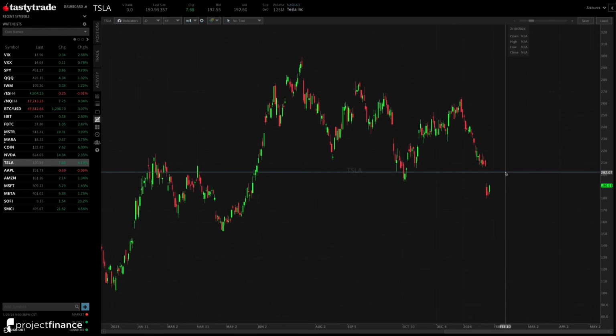which is at approximately $202.40. So basically, Tesla has to go from $190 to $202.40 for this option to break even at the time of expiration in 46 days.